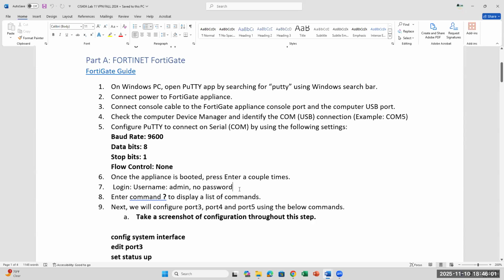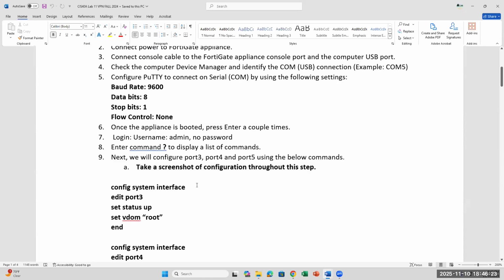Press the enter key once or twice, and then you can type in the question mark, right? Because it's going to show the terminal with your cursor blinking, and you're only going to be able to use the keyboard. So at this point, once you're connected to it, you're going to take a screenshot.